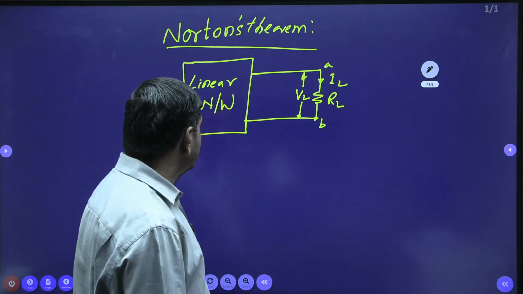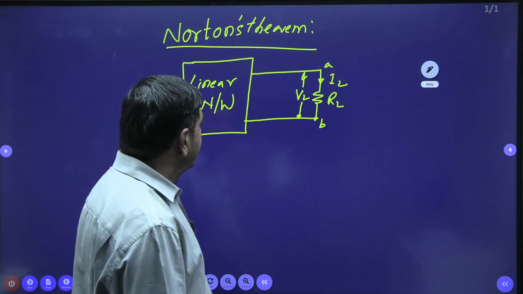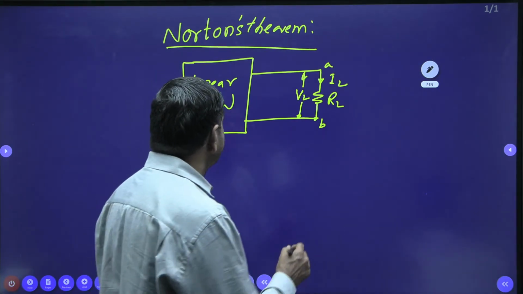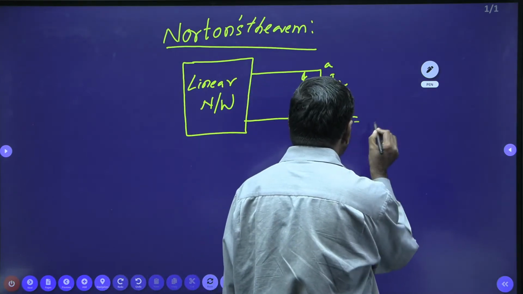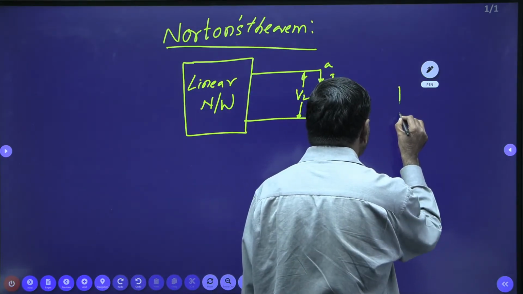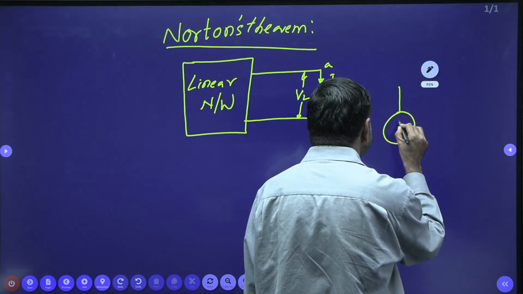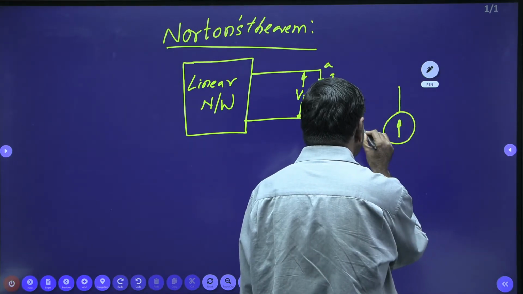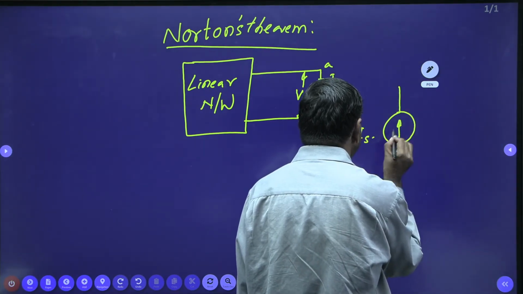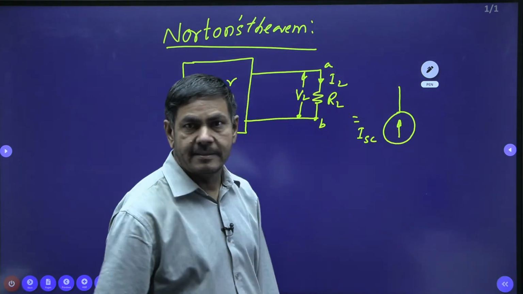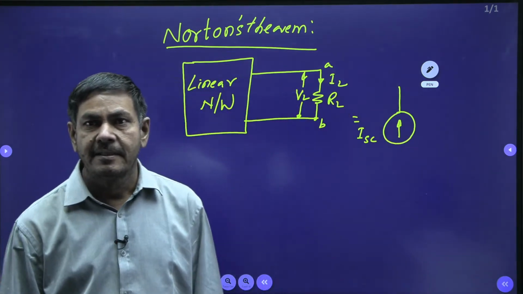In this case, what you have to do, the equivalent circuit of this is drawn as a current source. That current source is taken as the short circuit current, ISC. Short circuit current.